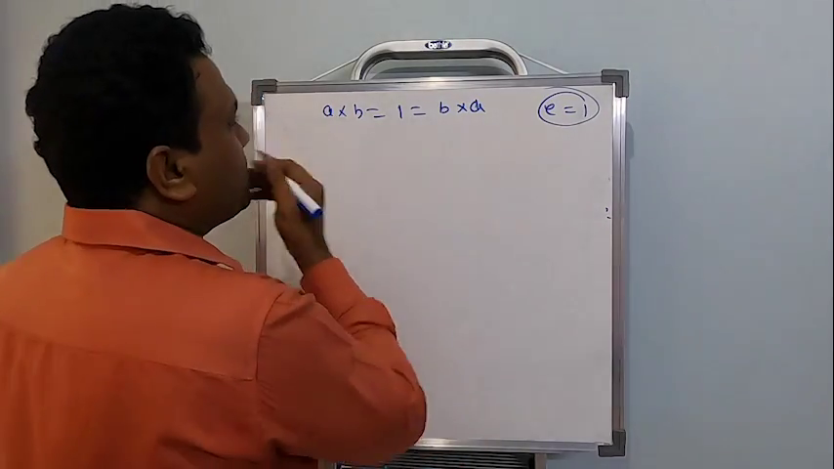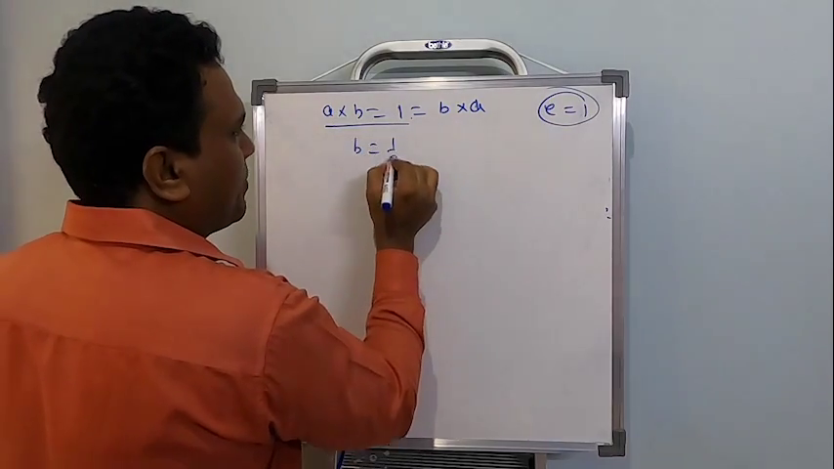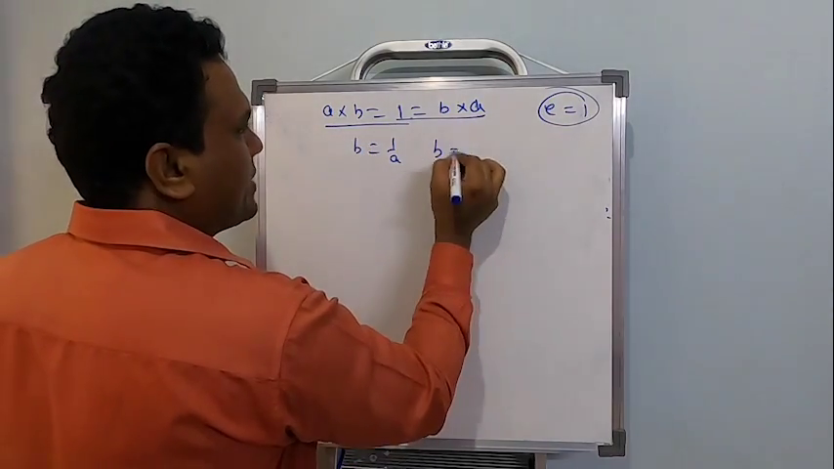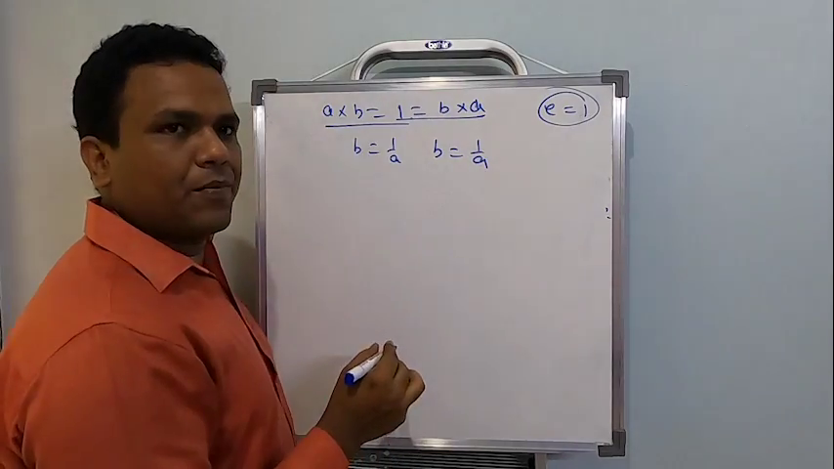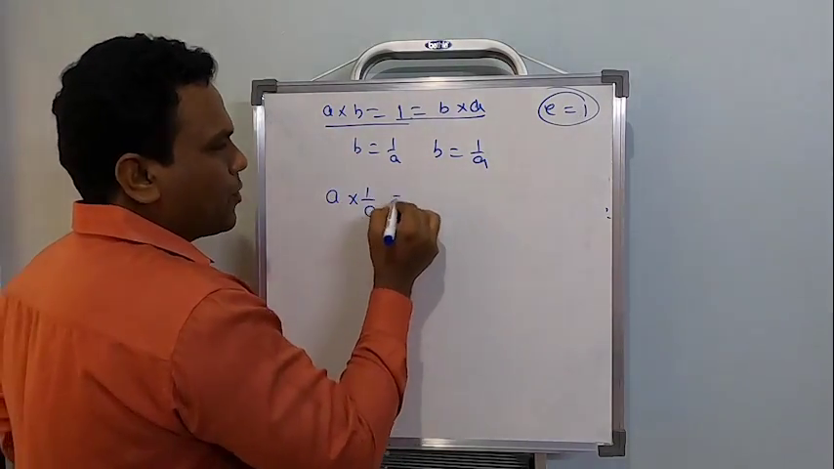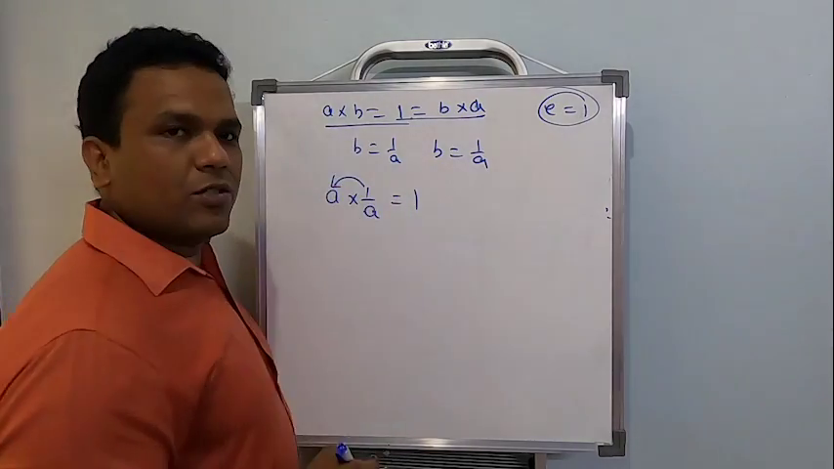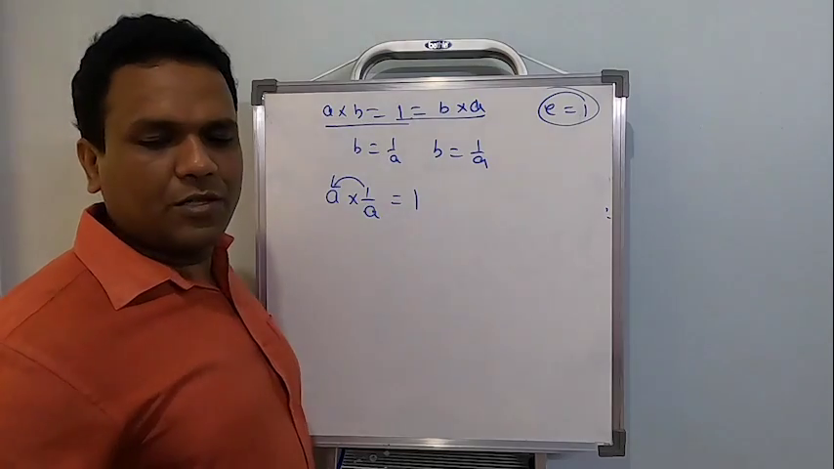Clear? Right. Now, if I simplify this, B will give you 1 by A. In this way also, B will still give me 1 by A. That means whenever I multiply A with 1 by A, it's possible to get back 1. Therefore, 1 by A is the inverse of A. That's how it should be done.